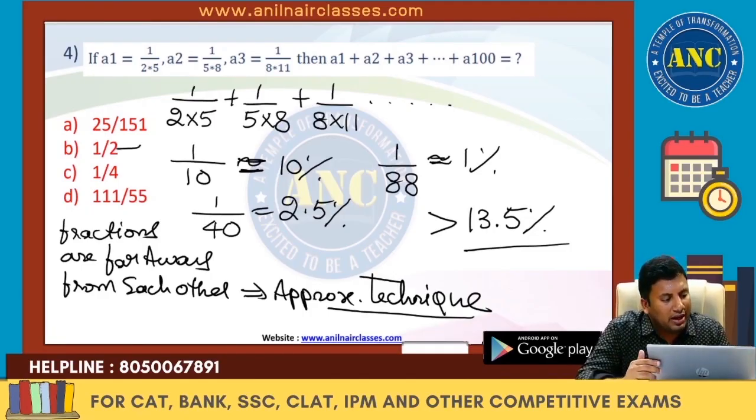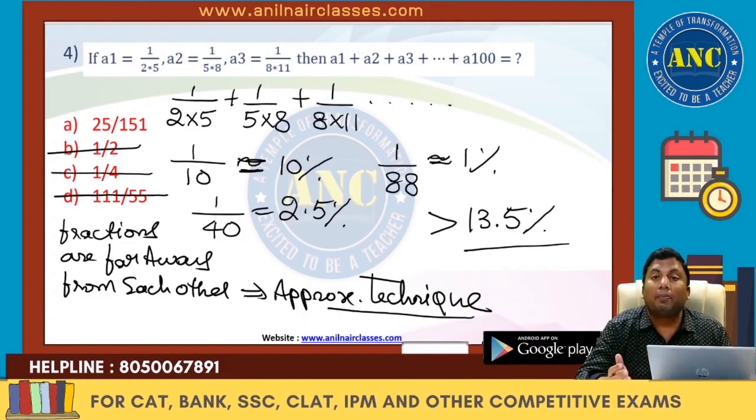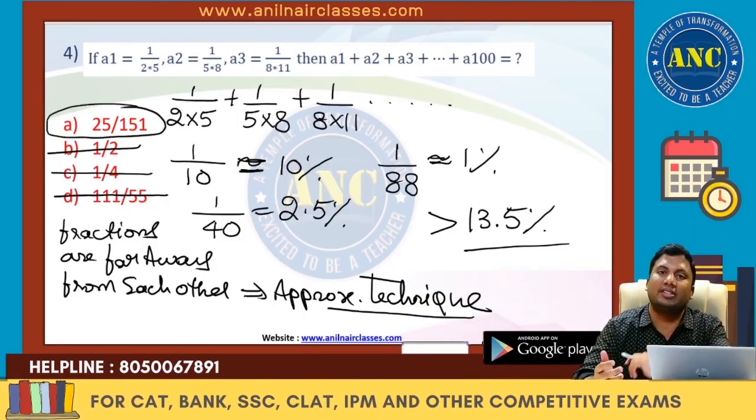1 by 2 is 50%. This is anyway numerator greater than denominator, so we are stuck there. 1 by 4 is 25%. The answer should be just greater than 13.5%. We got the answer as 25 by 151.